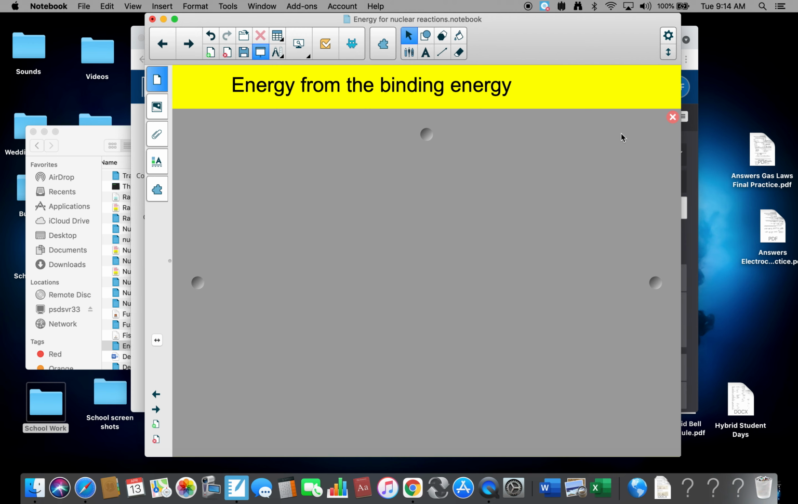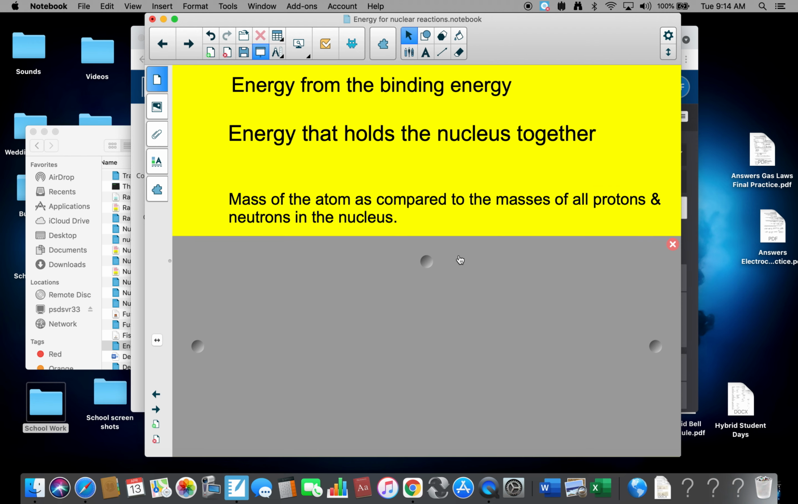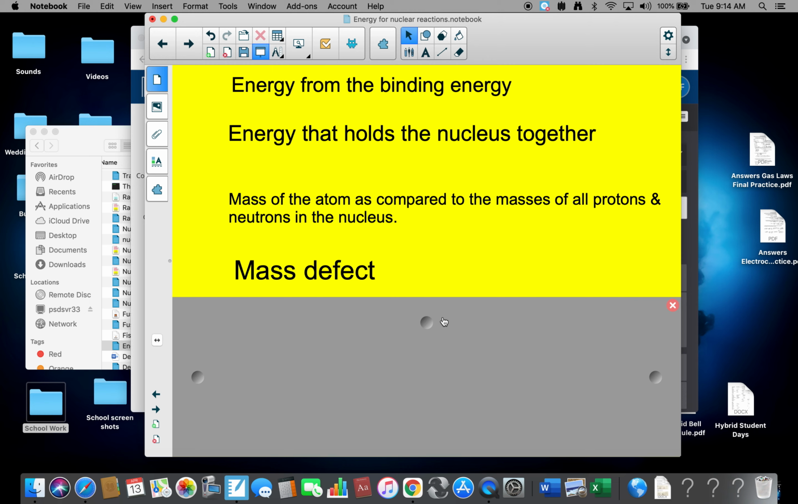Now, there is another type of problem we can also do. It's called the energy from the binding energy. Binding energy is the energy that holds the nucleus together. That's that gamma energy that we react, all right? And it's the mass of the atom as compared to the mass of all the protons and neutrons in the nucleus, and we refer to that as mass defect, the difference between what it should be and what it actually is. So let's look at a problem.